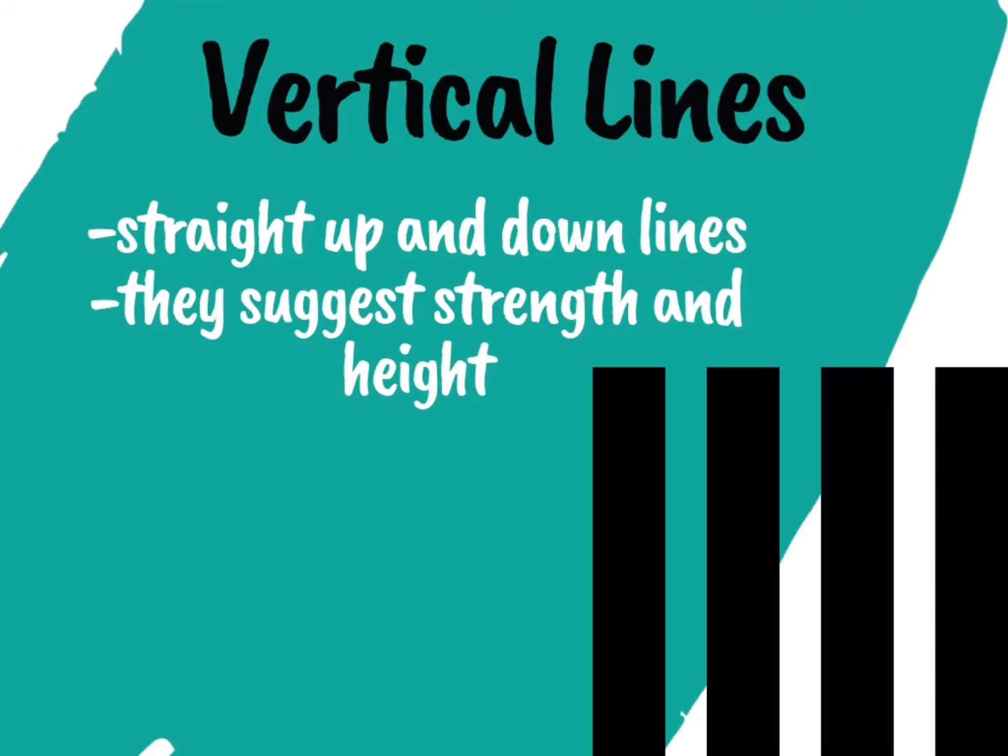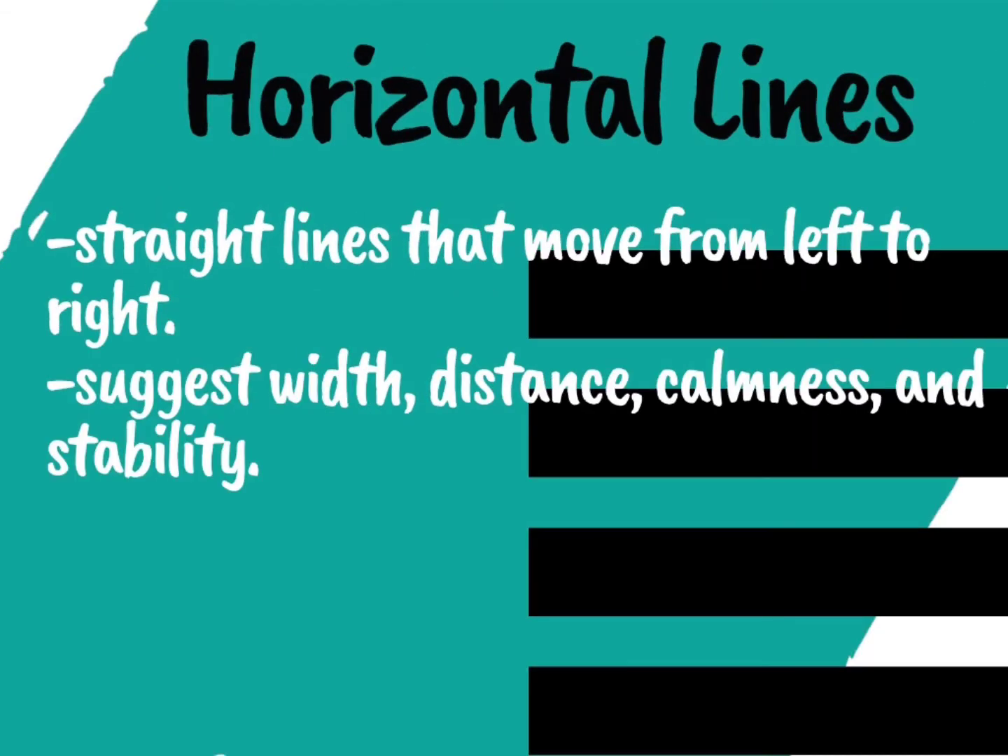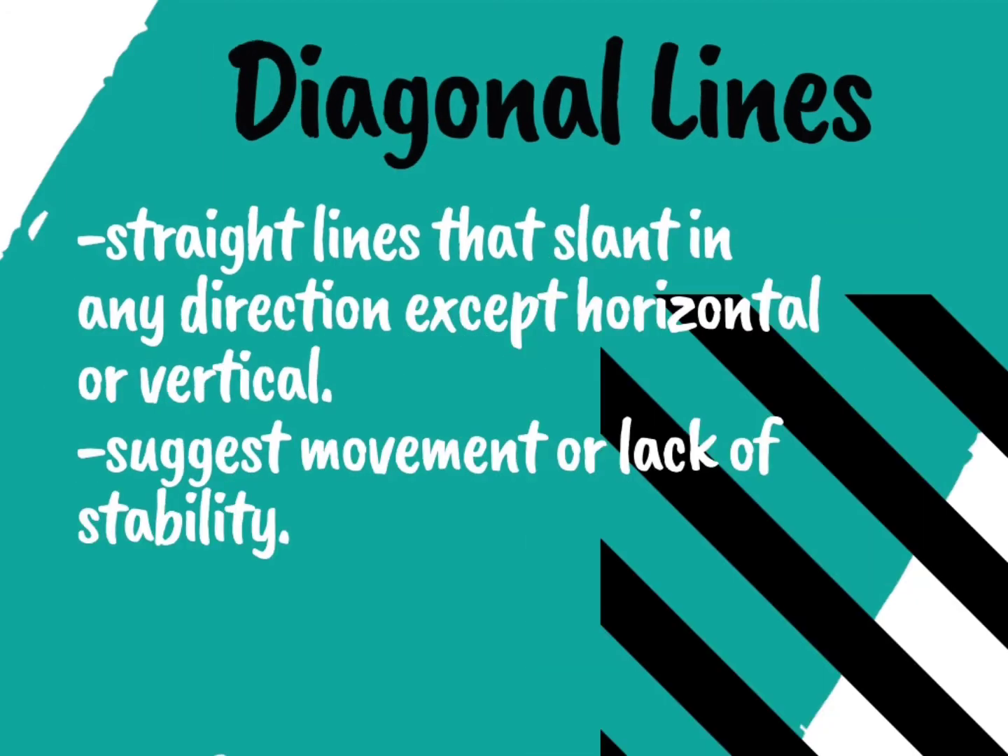Vertical lines are straight up and down lines, and they suggest strength and height, like what we have seen in the buildings. Another type of line is the horizontal lines, which are the lines that move from left to right. This type of line suggests width, distance, calmness, and stability, like what we have seen in the picture of the sea. Next type of line is diagonal lines. These are straight lines that slant in any direction except horizontal or vertical. If you're going to notice, this type of line suggests lack of stability.